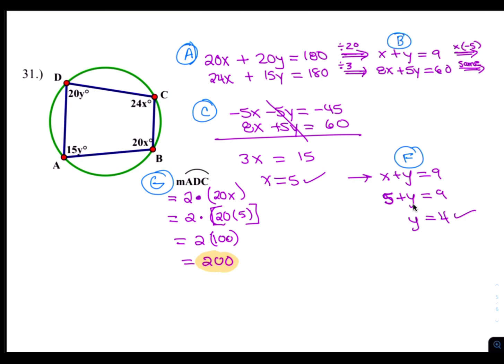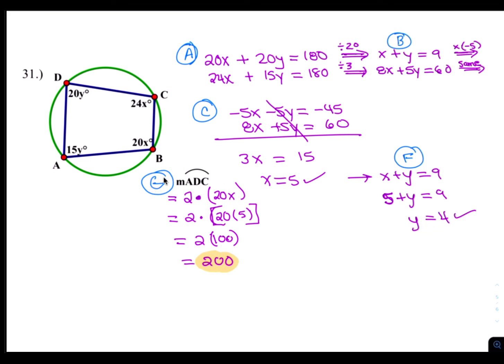In the next step, we can solve for y. We can say that x plus y is 9, that was from this equation up here, and replace x with 5. So 5 plus y equals 9, and that means y is 4.